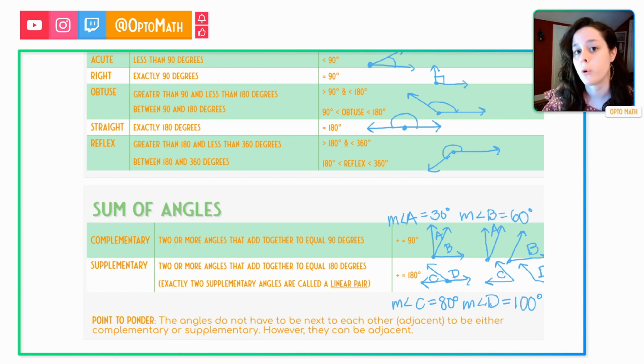That brings us to our point to ponder here. The angles do not have to be next to each other, meaning adjacent, to be complementary or supplementary, however they can be.